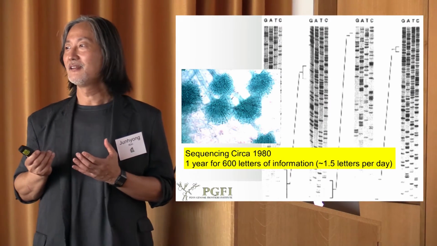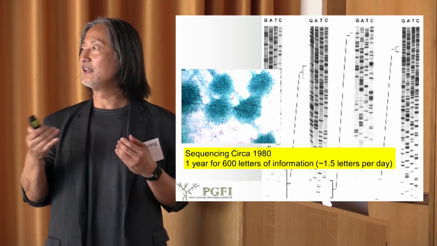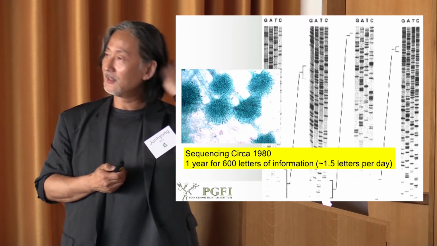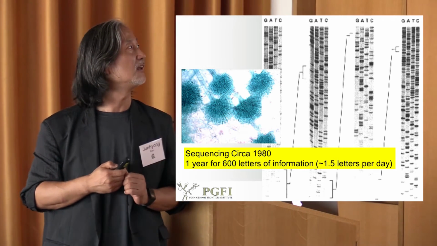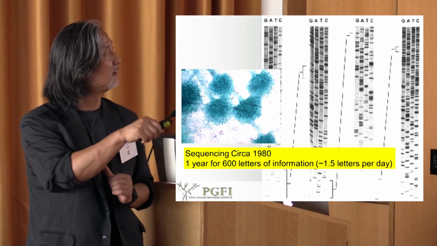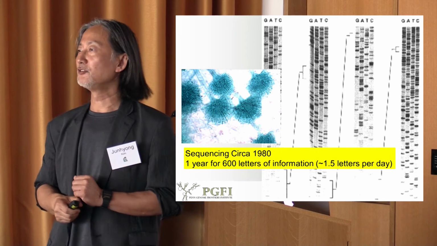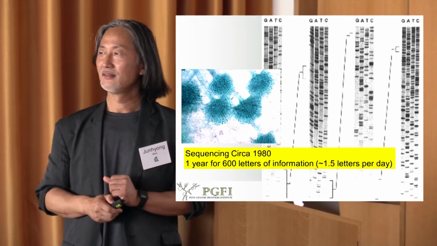Now, because of this, we want to first physically read the book, and this is DNA sequencing. I started in college in the early 1980s, and I actually worked on sequencing from a fungus organism. At that time, you had to work about a year to get 600 letters of information out. So that's about 1.5 letters per day.